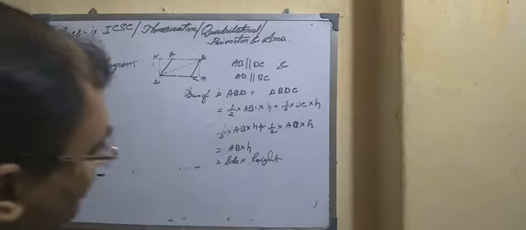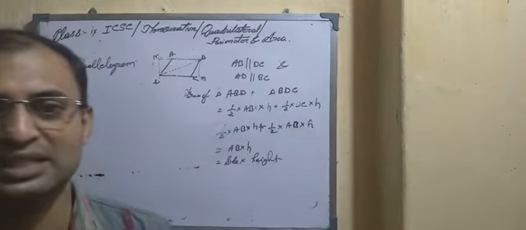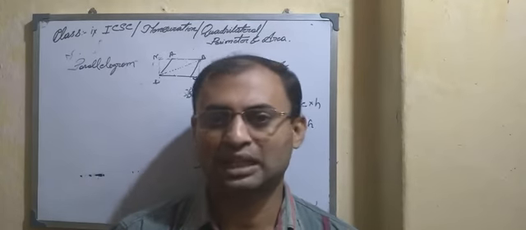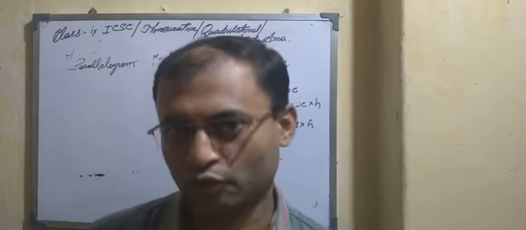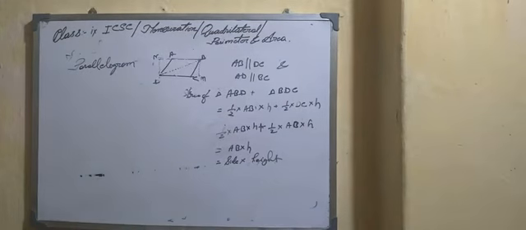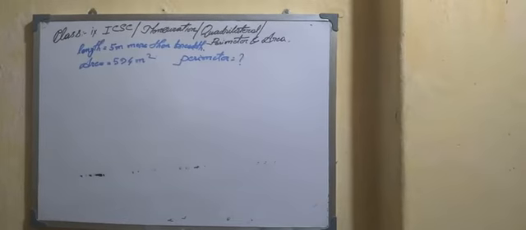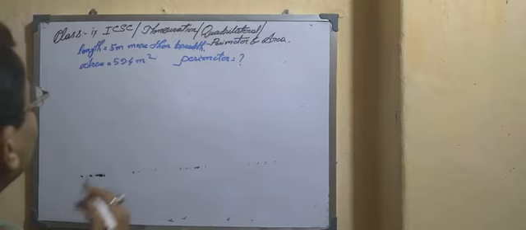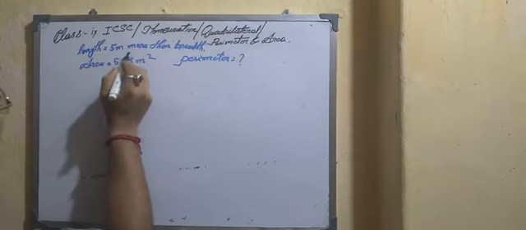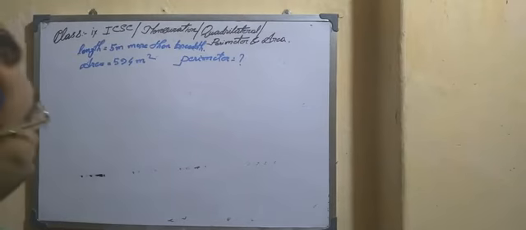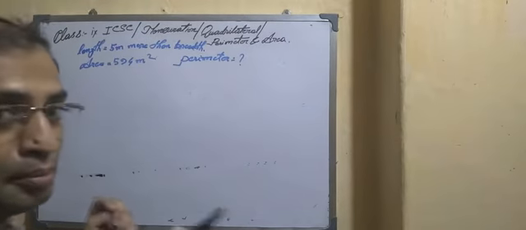Okay, now these are all the formulas by which we can try some problems. Okay, wait, I'm coming with the problem. Hello students, there is a problem given here. The length is 5 meter more than breadth and area is also given, that is 594 meter square. We have to find out the perimeter.